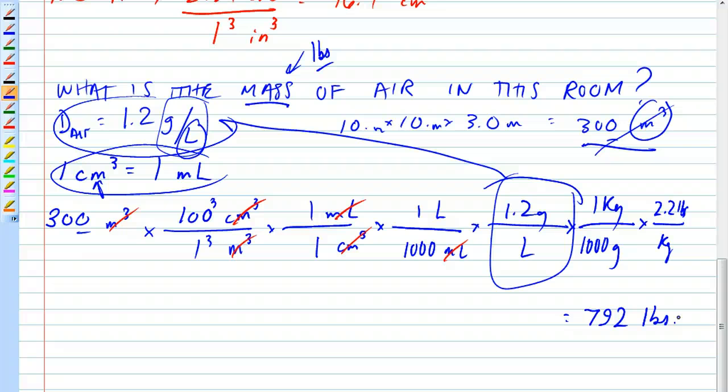So, it's quite a bit. But that's what you can do with the factor label method. It's got a lot of power for being able to do calculations like this. Right now there's that much air in this room. If you pumped it into a tank, then the tank would weigh 792 pounds, not counting the steel in the tank. So it's a lot of mass.